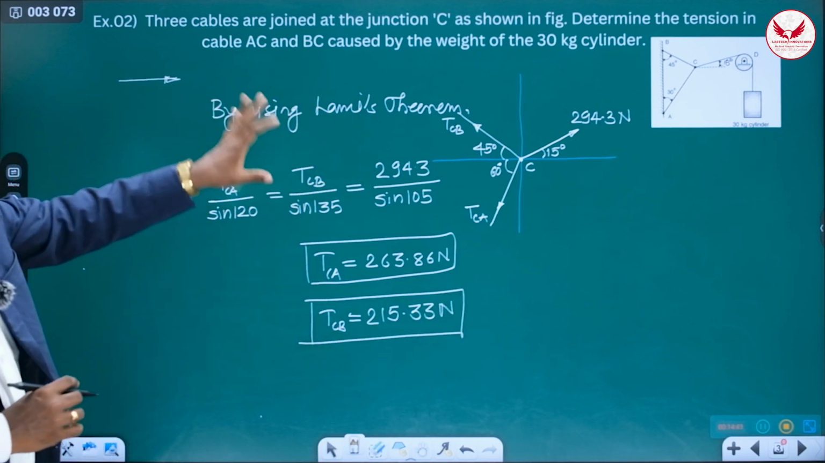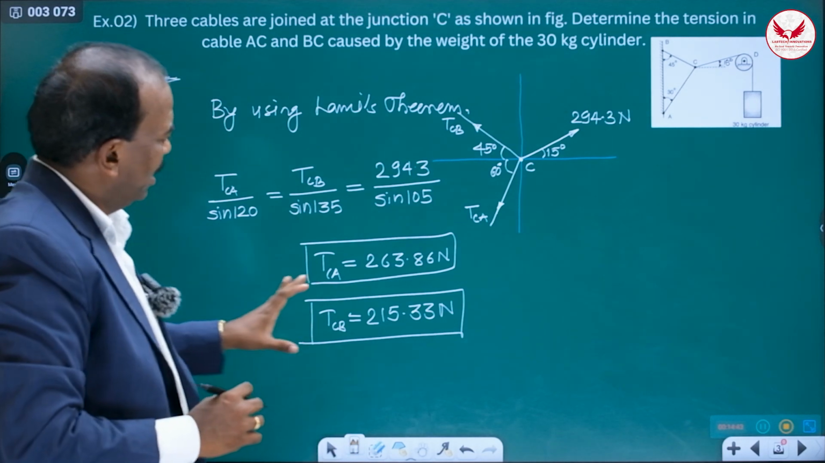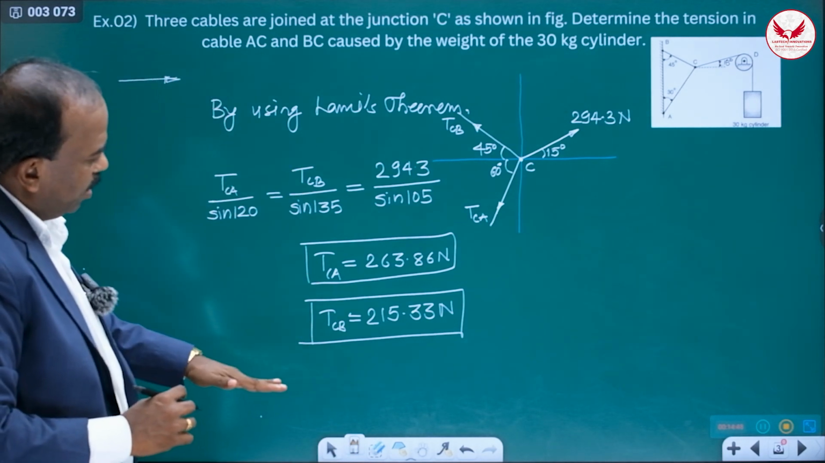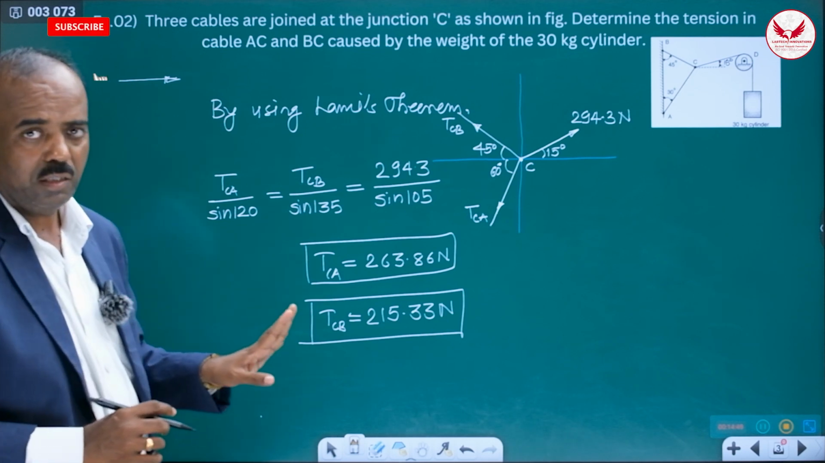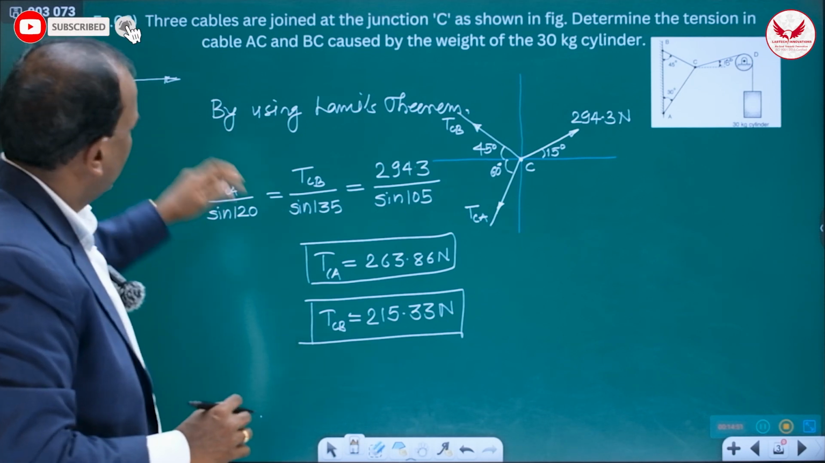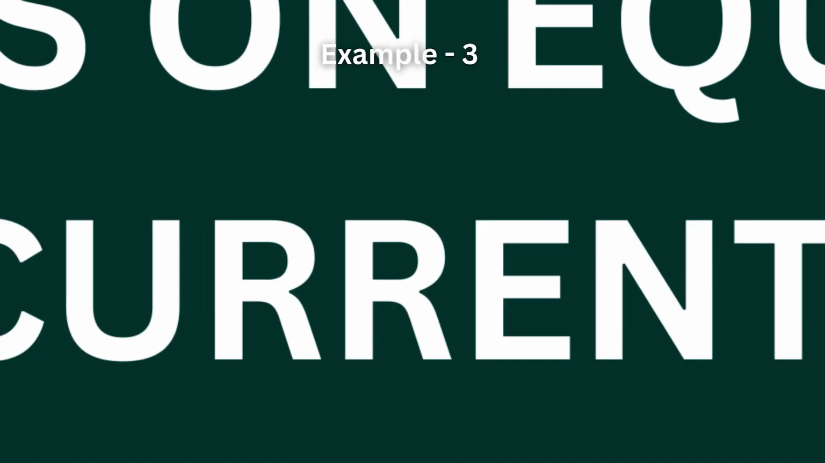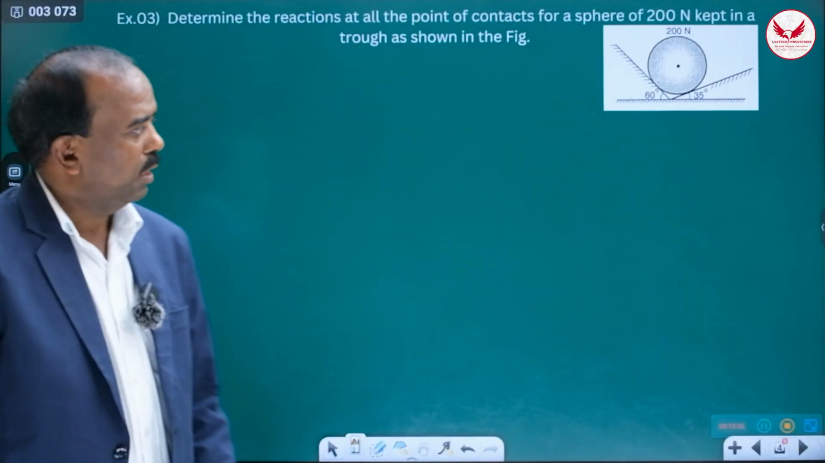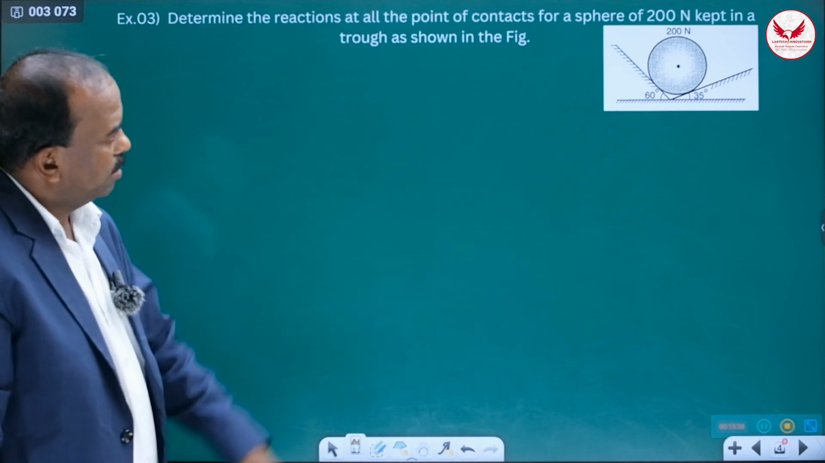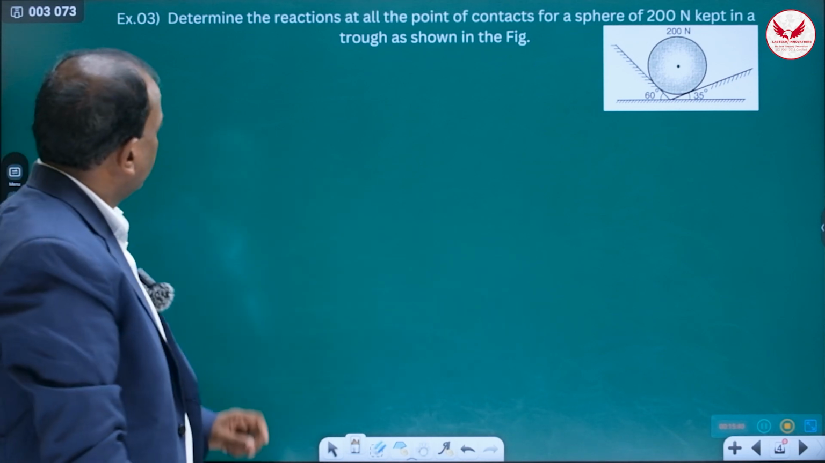Means only the statement and figure we feel are lengthy, but the answer is very small. Don't miss writing the unit. That is very important. So it is the solution of this second example. And now we'll go for the third example on concurrent forces.